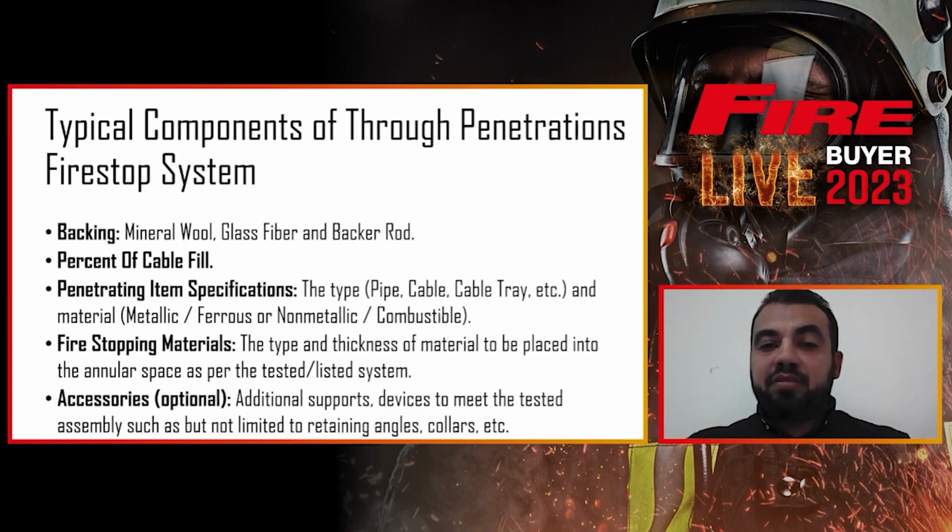Fire stopping materials: the type and thickness of material used for sealant is also very important and crucial to the overall performance of the system. Intumescent materials behave completely differently than other materials. The accessories are optional; sometimes we have to use the collar for plastic pipes to make sure the fire stopping sealant and intumescent sealant will move inward to the annular space and not move out of the opening.